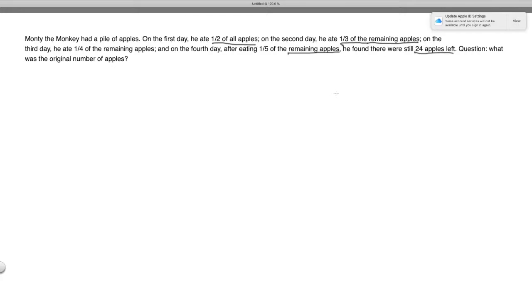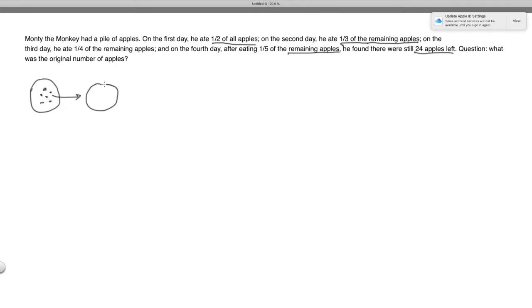So one way to solve this problem is through a backward derivation. What do I mean by that? First, let's try to draw a graph model to really understand the problem. So he starts with a bunch of apples, some apples. Let's put some apples here. And we don't know how many.